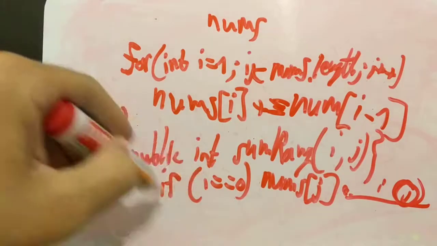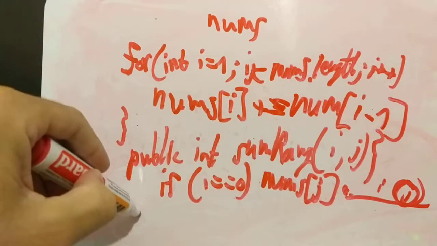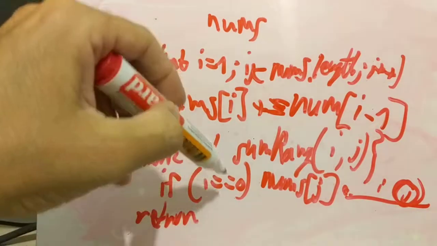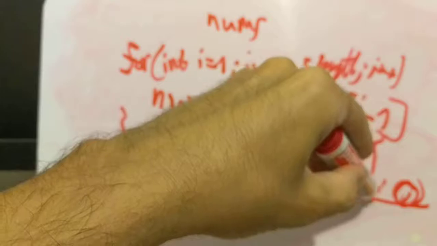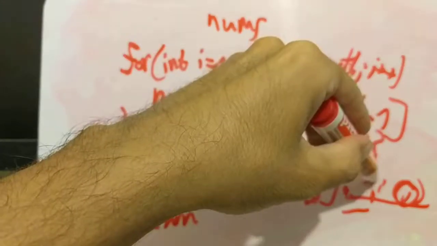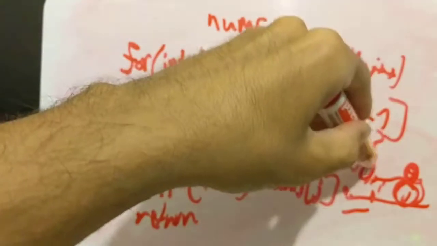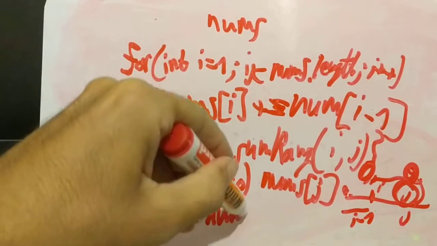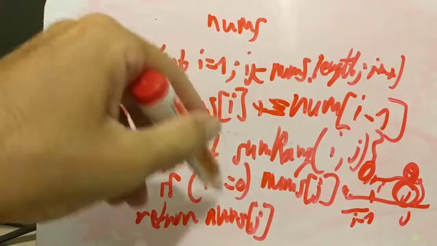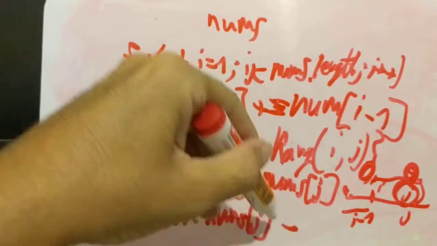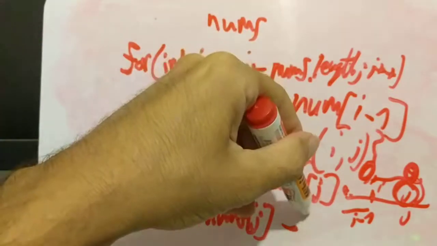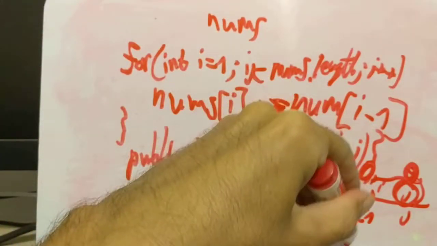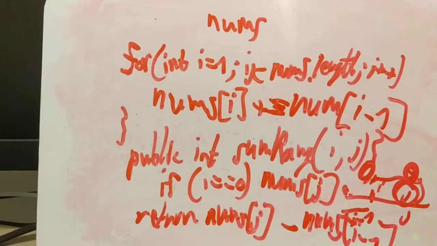So we return, if not, then we return the sum up to j minus the sum of I minus 1, because this is I and we want I to j, so it's the sum of j minus the sum of I minus 1. So return nums j, and remember nums is not nums anymore, we made it sum, minus nums I minus 1.